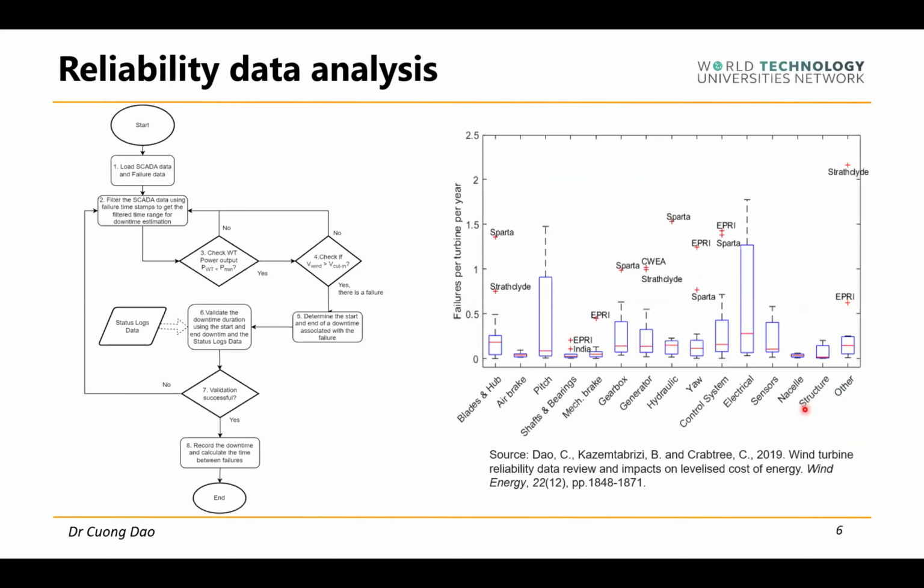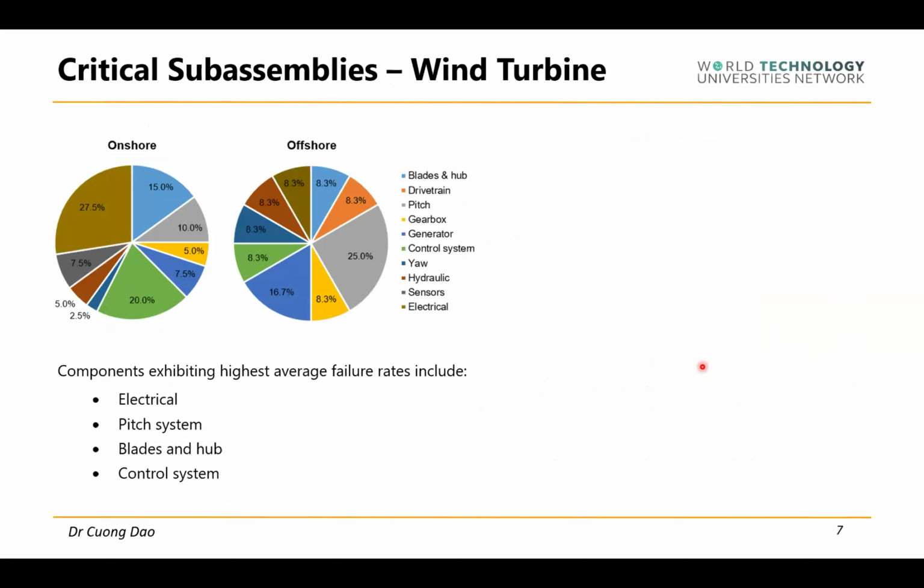Some examples of what we do in reliability data analysis: we develop different algorithms to process the data, then analyze and find the reliability information of the system. This is one of the published works related to wind turbine reliability, depending on different components within the turbine. Those are the components in the turbine. We can find the information related to failure rates and also the uncertainty, the range of data from different sources, and we can relate it to the performance of the system, which I will present in the next slide. From the outcome of this reliability data analysis, we can identify critical sub-assemblies.